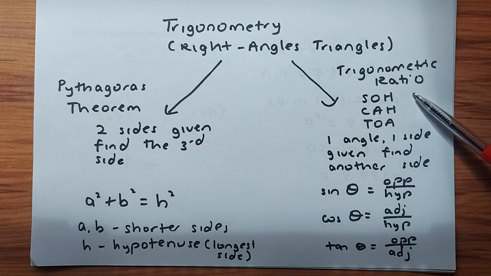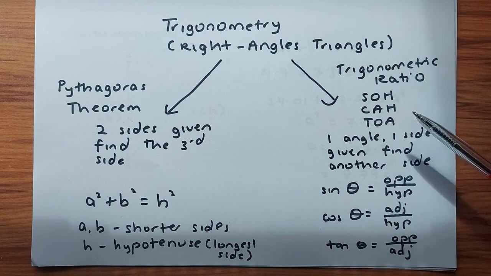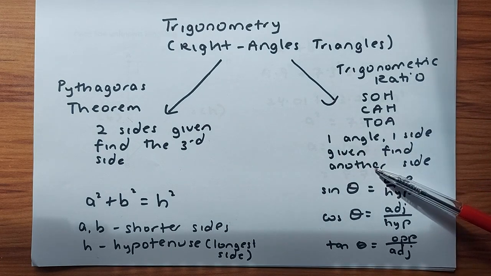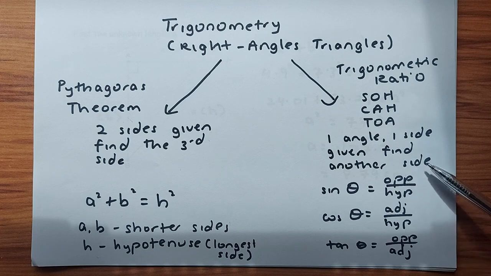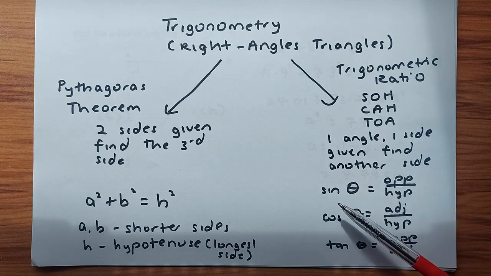The other method we're going to learn is called the trig ratio. You have learned before. It's called the SOHCAHTOA. Okay, one angle and one side is given, and you are going to find another side. So the three formulas is SOHCAHTOA.